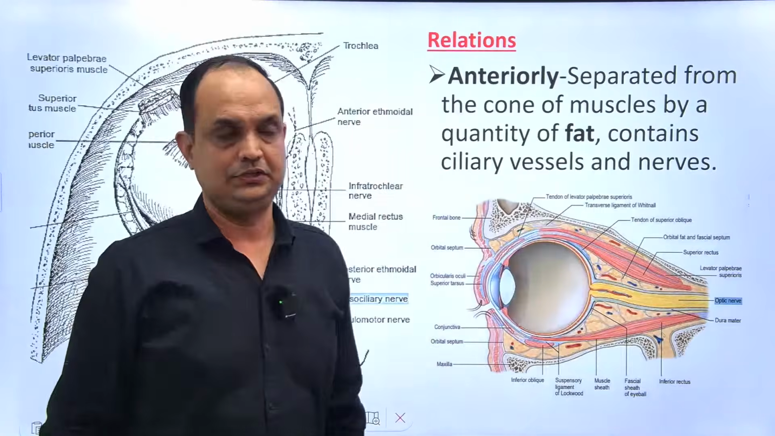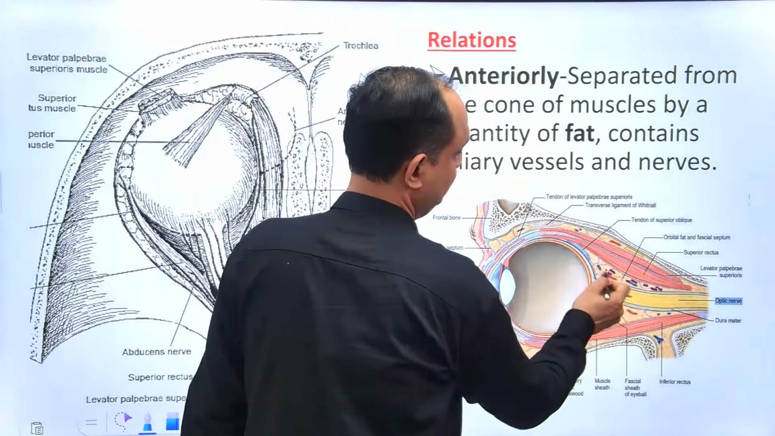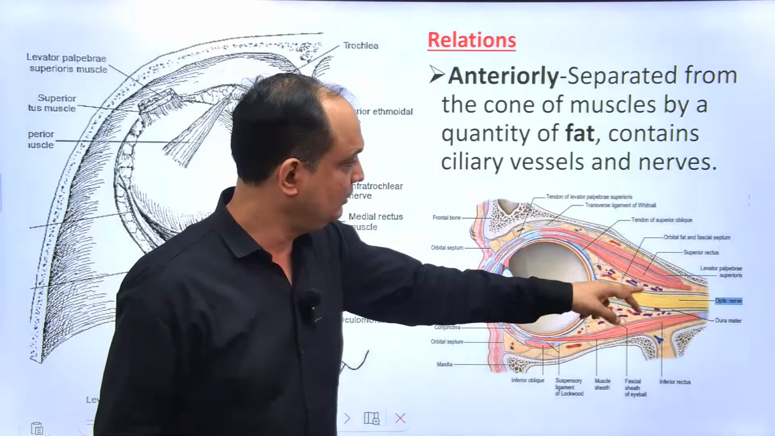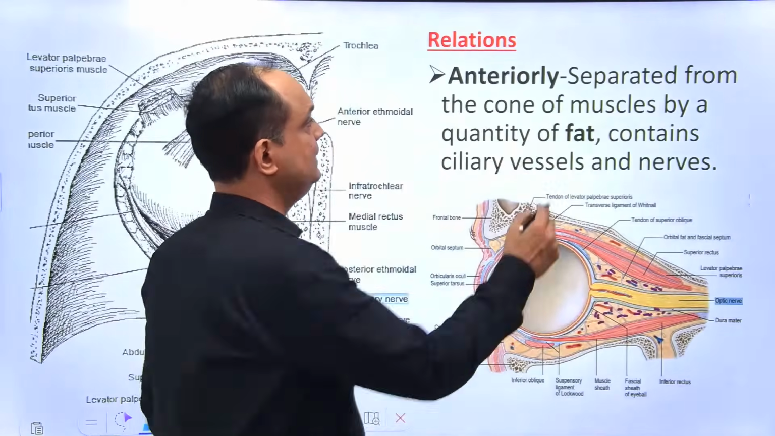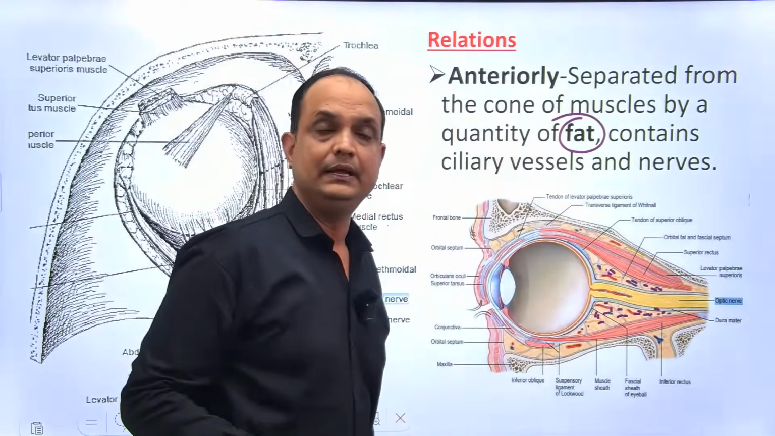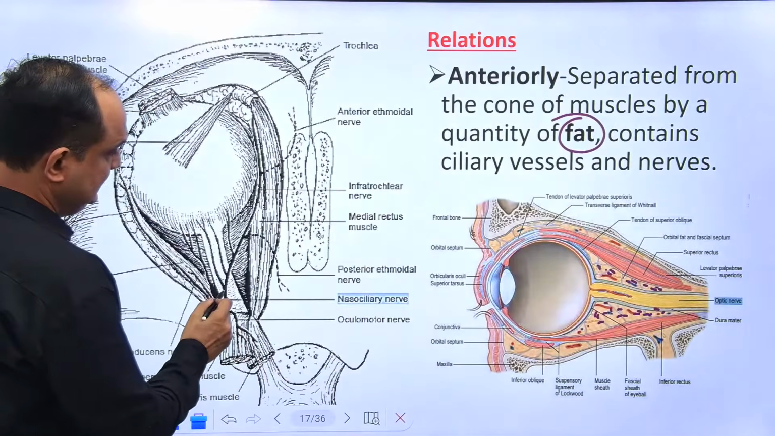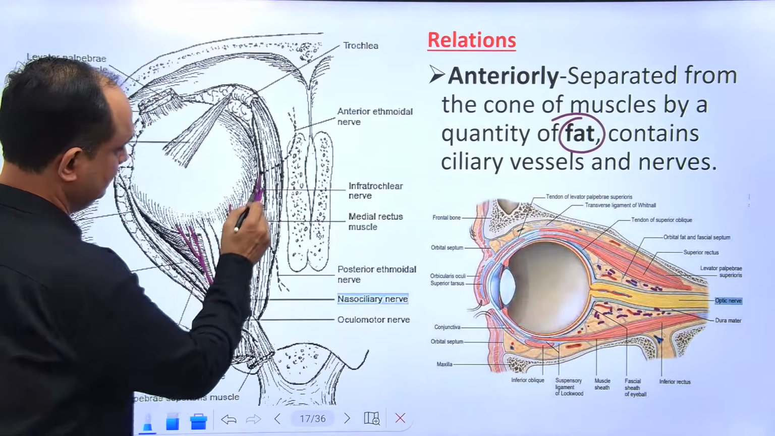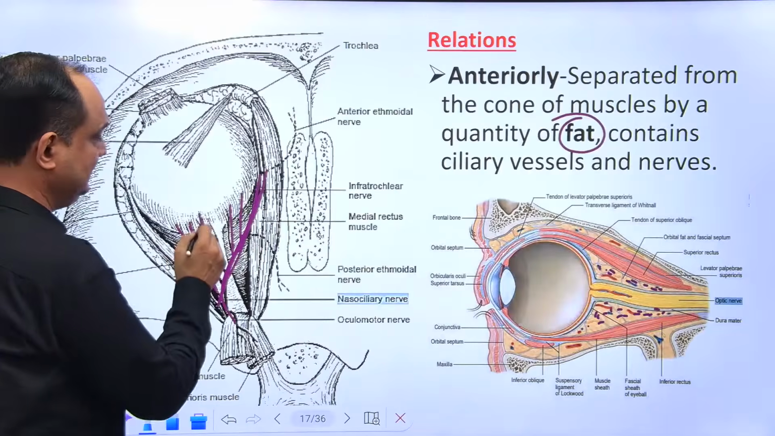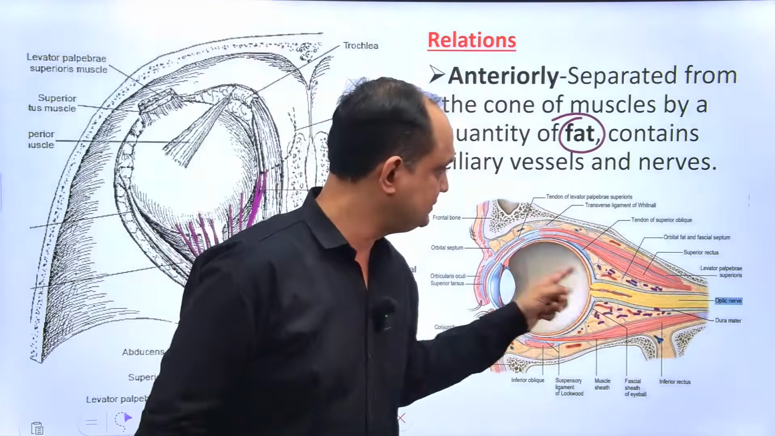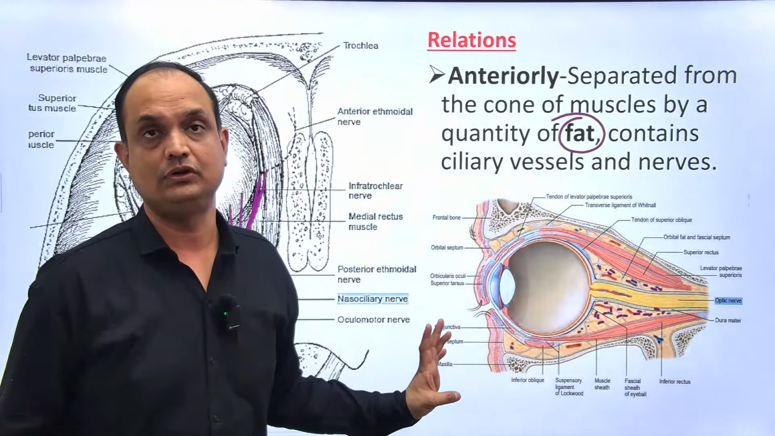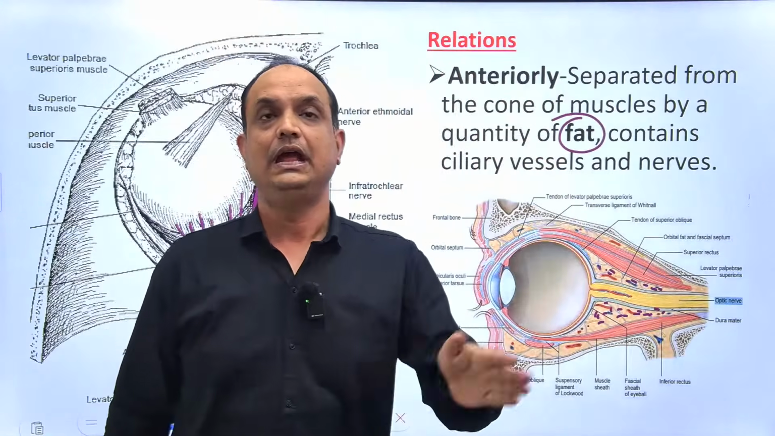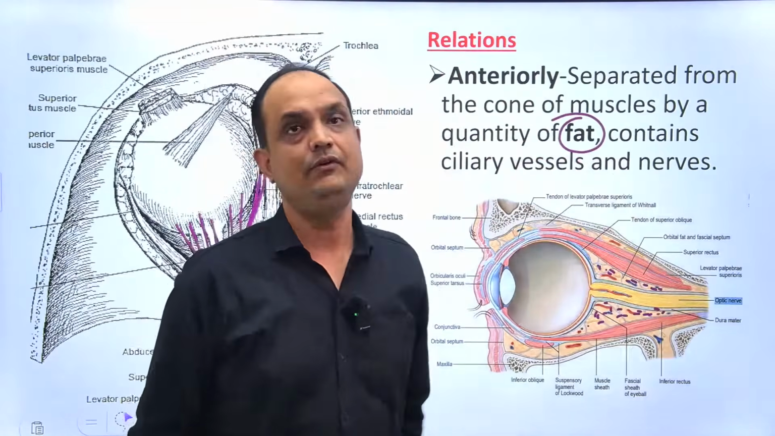Now what are the anterior relations? If you see anteriorly, you will find that it is related to a lot of fat. The fat is present all around the optic nerve, so basically the whole area is filled by fat. But in this fat you will find the ciliary nerves. This is the nasociliary nerve, which gives the short ciliary nerves. So this fat is punctured by the short ciliary nerves and short ciliary vessels. So anteriorly, majorly you have fat, and the fat contains the ciliary nerves and vessels.